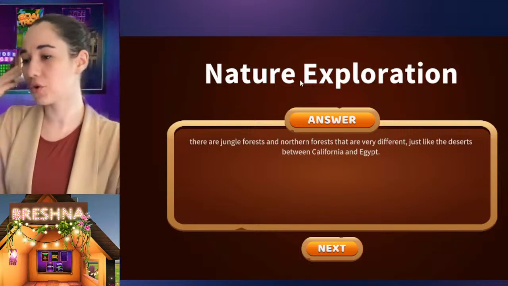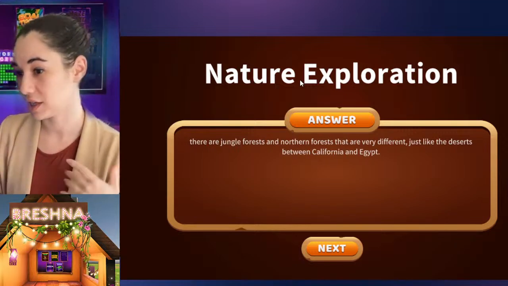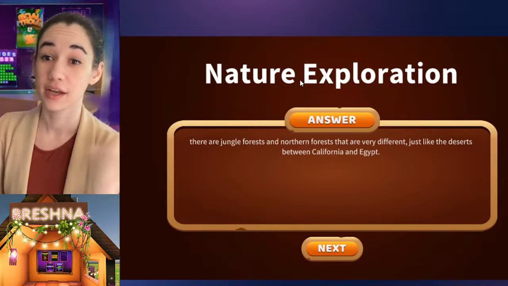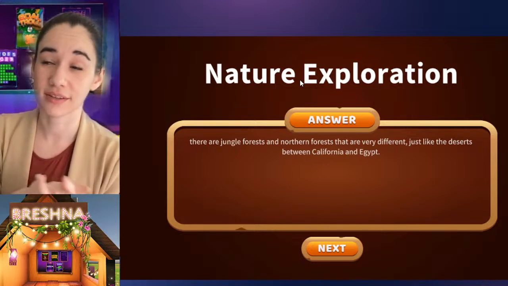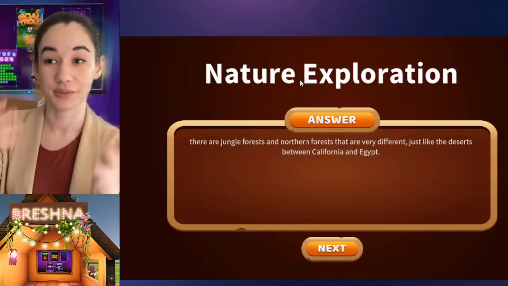Jungles and northern forests are very different, just like the deserts between California and Egypt, and the same with different oceans and seas, right? The ocean in Australia is very different from the ocean in New York, right?